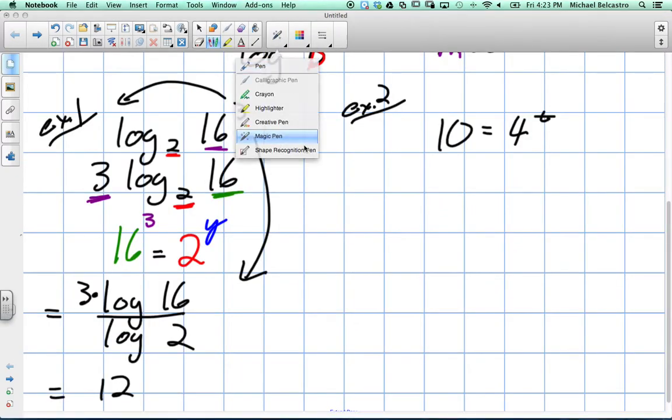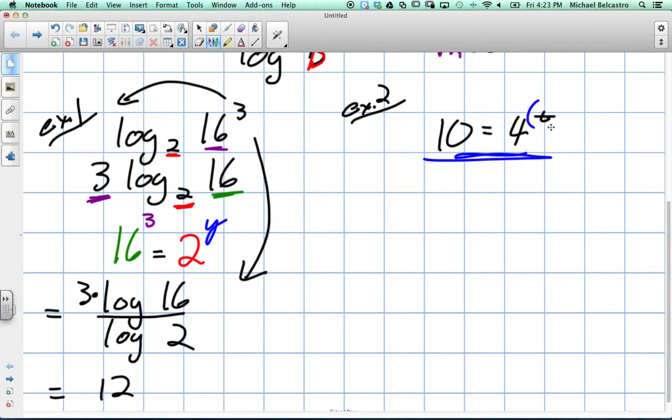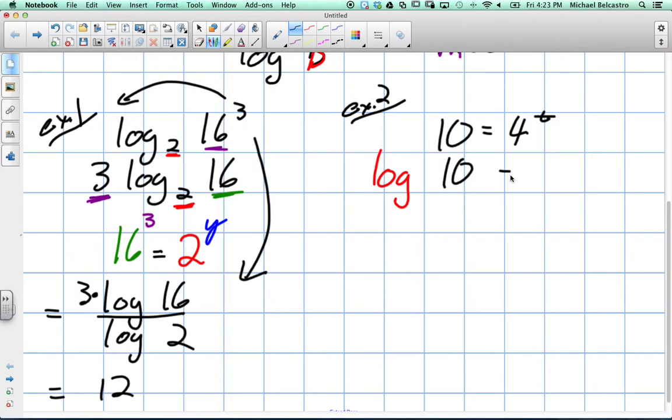Okay, so with that being said, our second example, we need to figure out what this power is equal to. One of the ways we can do this is put these to a base. We can find the logs of both sides. So we're going to find the log base 10 of 10 is equal to the log base 10 of 4 to the power of t. I guess I should fix that there.